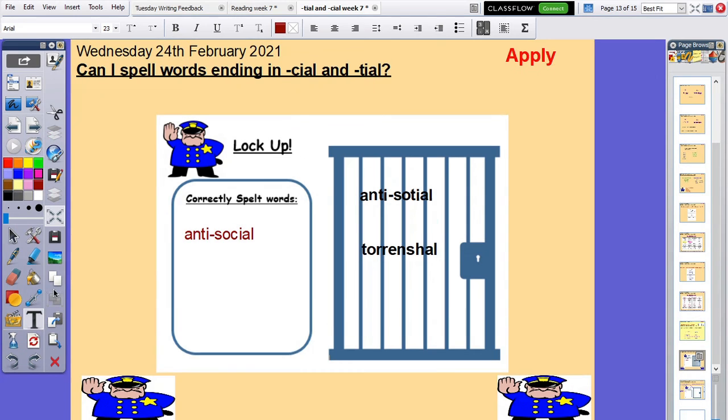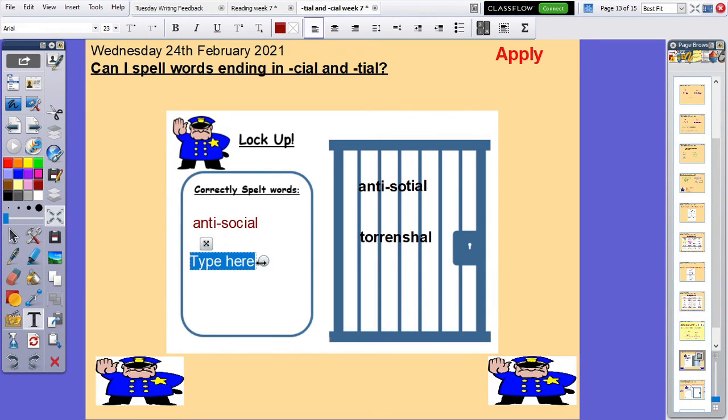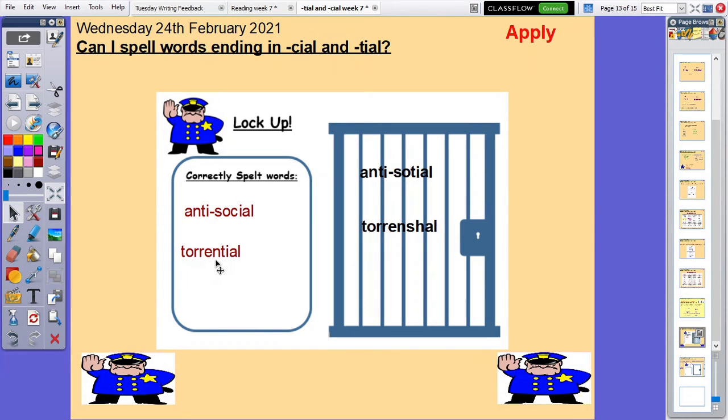Again, I might want to go back to my Monday session where I corrected the word torrential in the game, or I might want to get a dictionary online or paper-based dictionary and have a little look. And here is the correct spelling for torrential. And again, it's not a rule breaker, is it? It's following the rule. There's a consonant before my T. So the vowel and the consonant. So there, I've got my two correctly spelt words. I've locked them up and I've spelt them correctly.